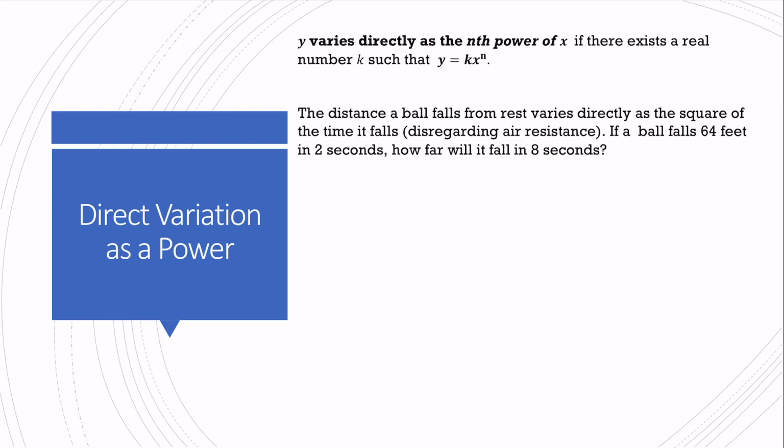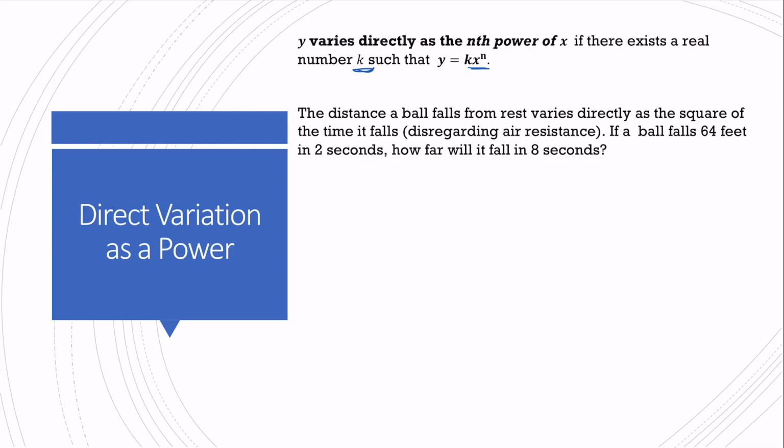And you're going to notice that in your word problems, it mentions raising something to a power, be it cube, square, things like that. So if y varies directly as the nth power of x, there exists a real number k, so still direct, such that y equals kx to the nth power. And our example is this. And this is a true physics example.